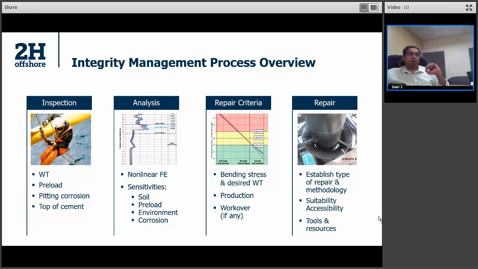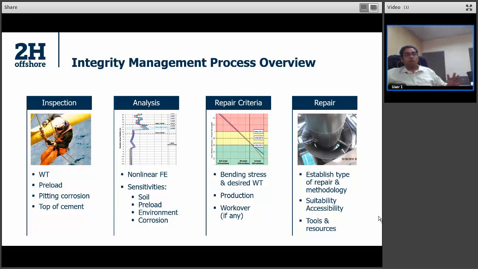So this is very important. These are a bending dominated system, and at the same time, axial load plays a very key role as well. And it is also essential in knowing whether these particular conductor systems have to go through any production or workover equipment to be installed on it at a later date. So that will enable us to establish what is the criteria for deploying a repair system.